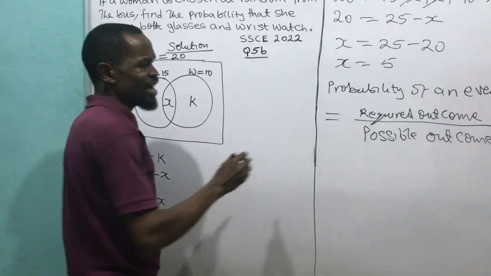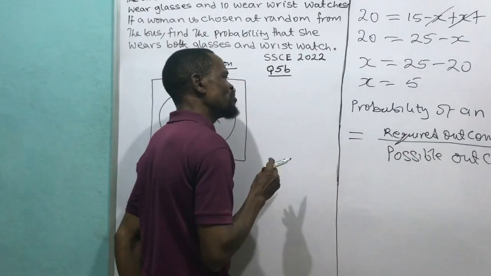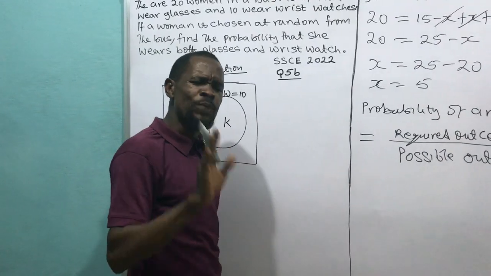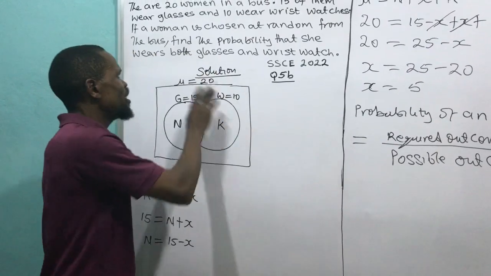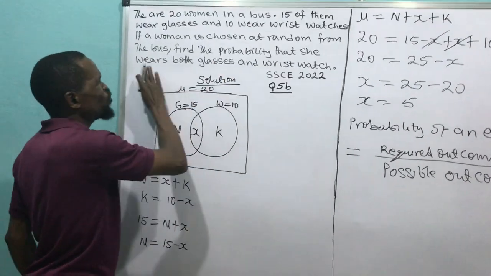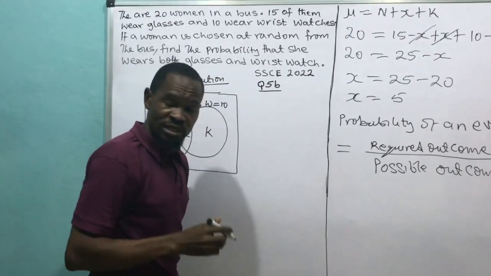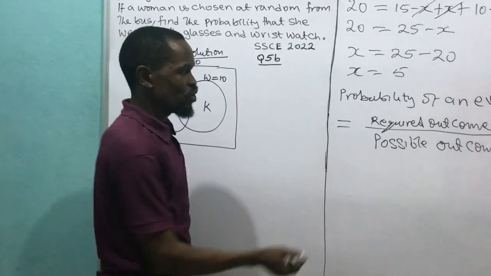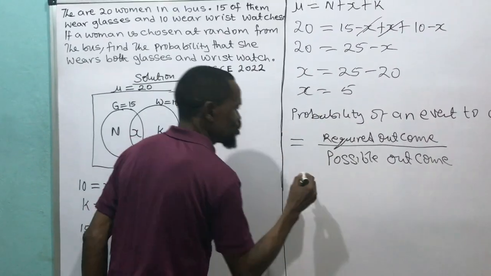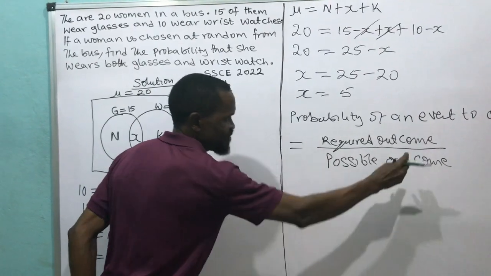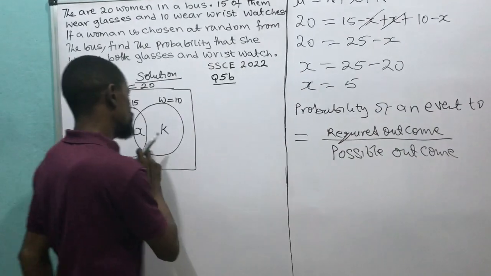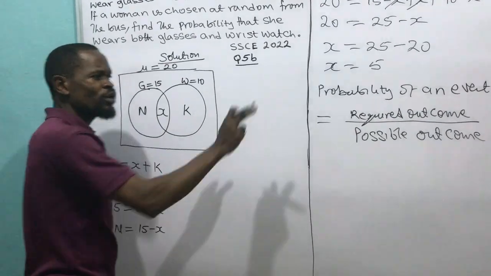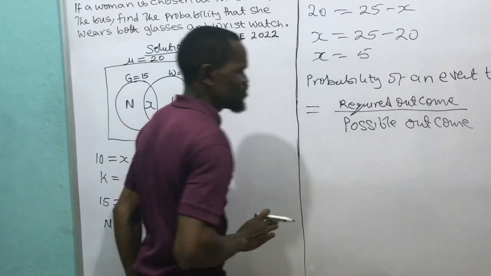What is the required outcome here? The required outcome is the probability that the woman wears both glasses and rings watch. So both glasses and rings watch, which is the required outcome, is 5. That's those that wear both glasses and rings watch. That's the required outcome. Then what is the possible outcome?